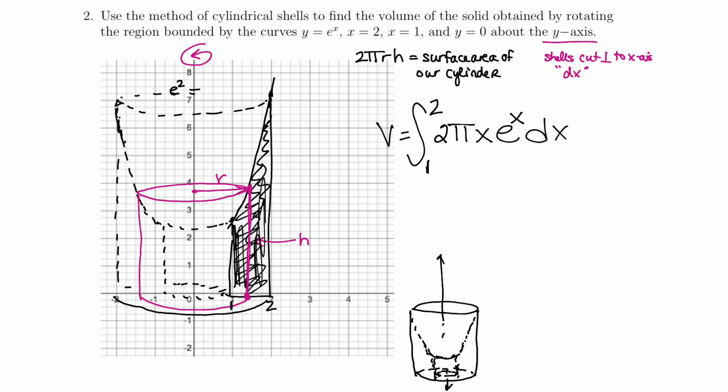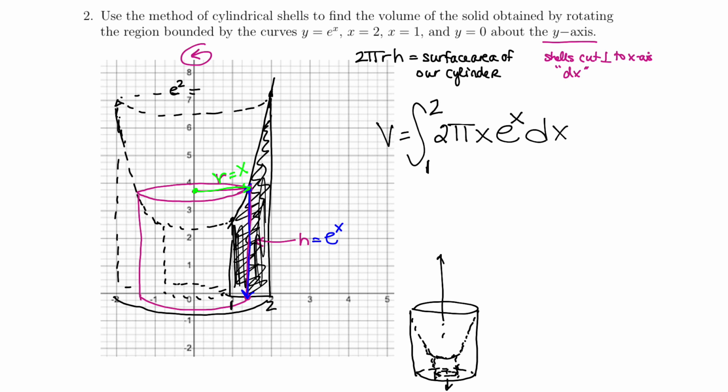So let's take a look here. Height is defined right here. So it's top function minus bottom function. Radius is defined here, and we said our radius will always match our variable of integration, unless we're going around a different line. So that looks like my setup. The height is e to the x minus 0 or e to the x. My radius is my variable of integration. Who has questions? Questions?